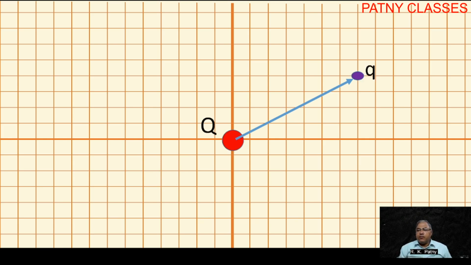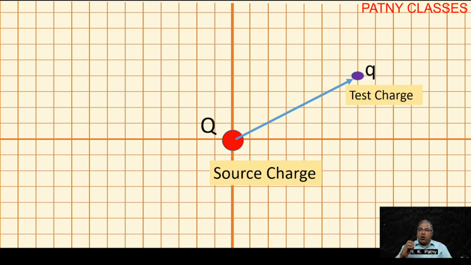Now what are the names of the charge capital Q and the small q? We have to give some name to them. The charge placed at the origin, capital Q, is called the source charge, and the charge placed at the point P, small q, is called the test charge. So there are two charges, the source charge and the test charge. Electric field is the story of the source charge. While defining the electric field, we are talking all about capital Q, about how strong the source charge is. That story is nothing but the electric field.